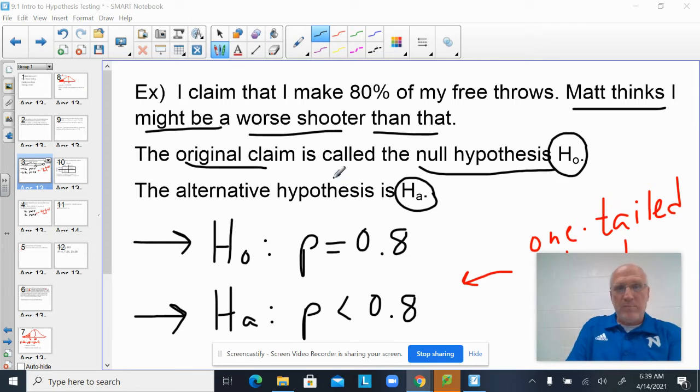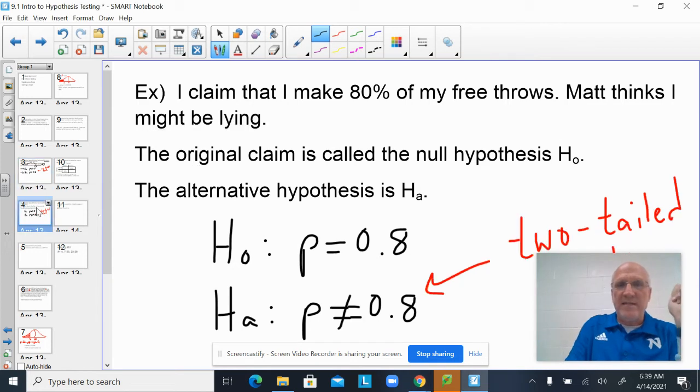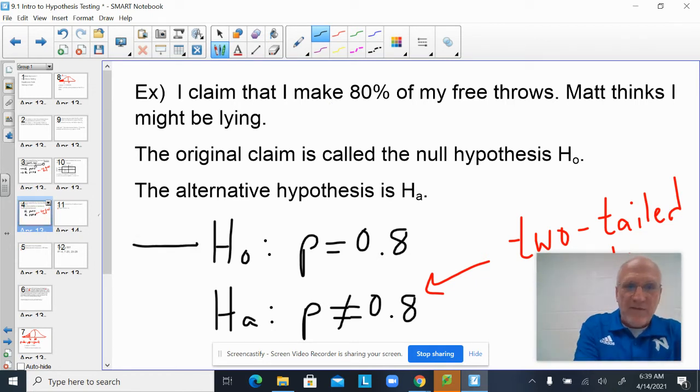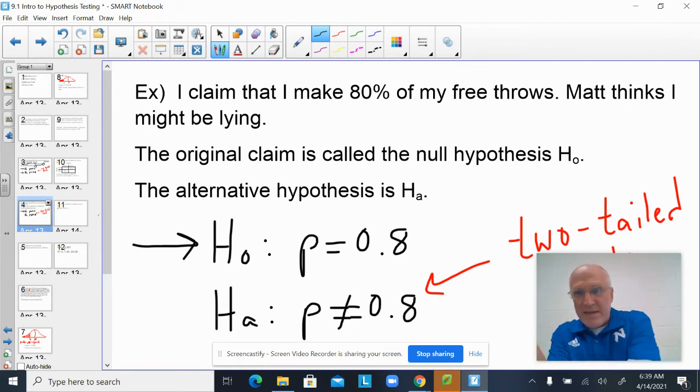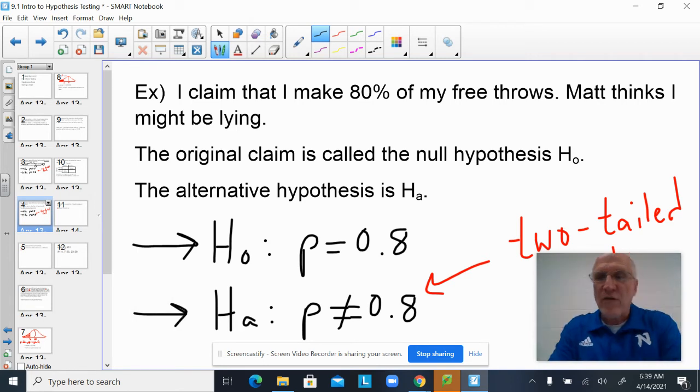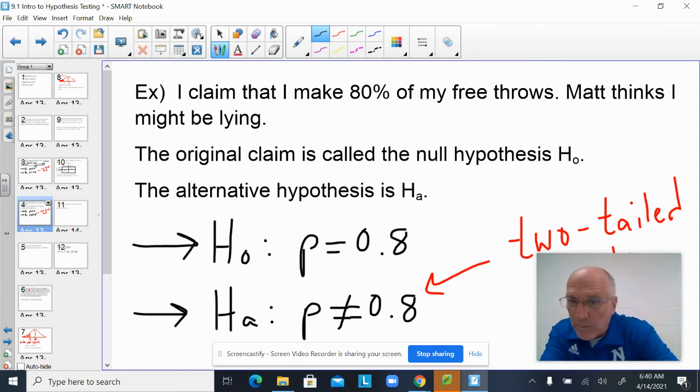Let me restate the problem and change one small thing about the wording. What if it said this? It starts the same: I claim that I make 80% of my free throws. Matt thinks I might be lying. It doesn't say that Matt thinks I'm better or worse. It just says he thinks I might be wrong. Notice the null hypothesis did not change. It is still that P equals 0.8. But in this case, we're just looking for evidence that 0.8 is not correct in either direction. So here the alternative hypothesis would be P does not equal 0.8.